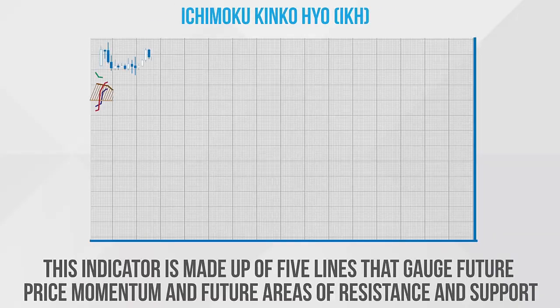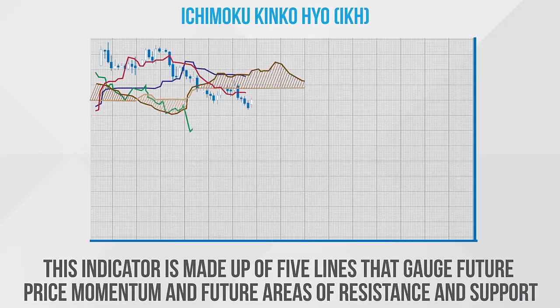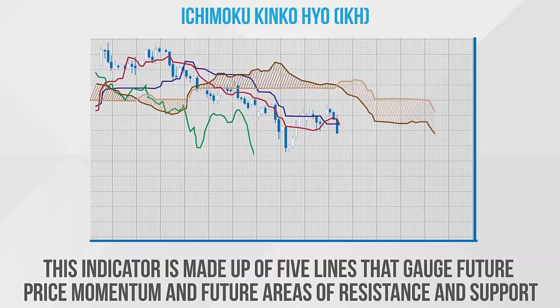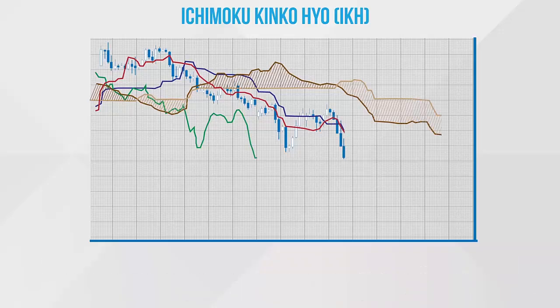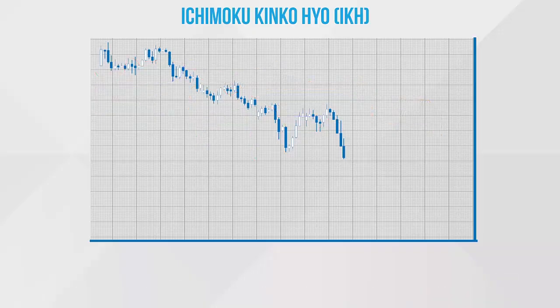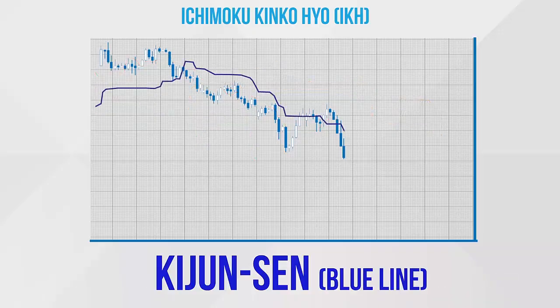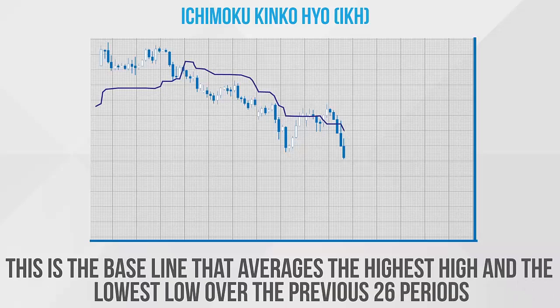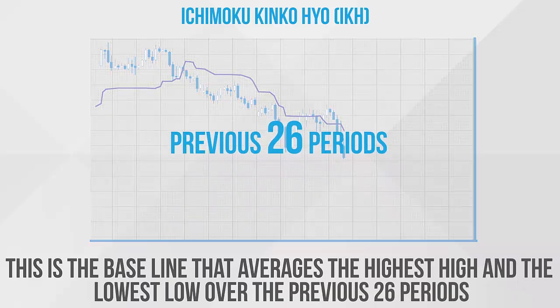Ichimoku Kinko Hyo. This indicator is made up of 5 lines that gauge future price momentum and future areas of resistance and support. It is mainly used for pairs that include Japanese currency. Kijun Sen, blue line. This is the baseline that averages the highest high and the lowest low over the previous 26 periods.